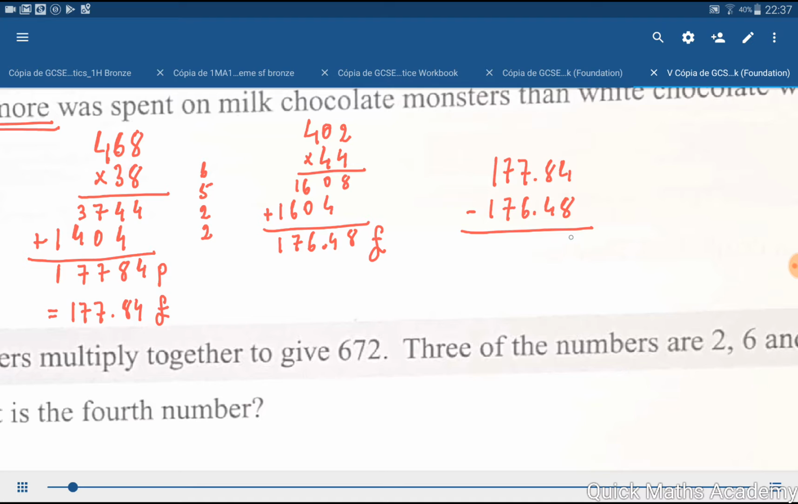8 to 14 is 6, and I have a spare 1. 4 plus 1 is 5. Oops. What? 8 to 14 is 6. I have a spare 1.